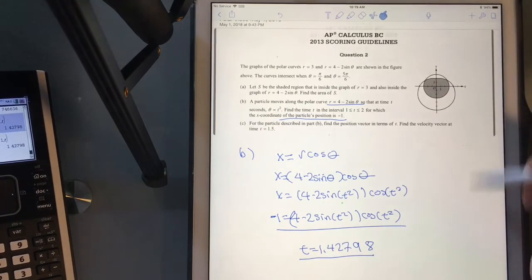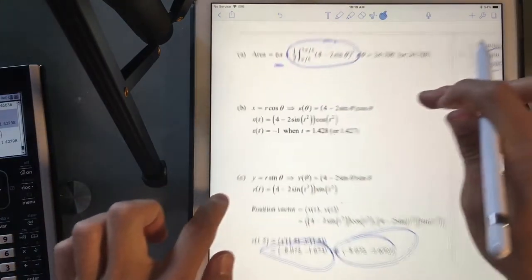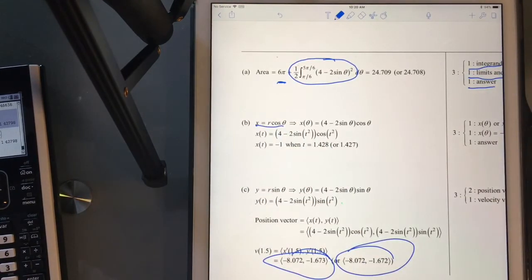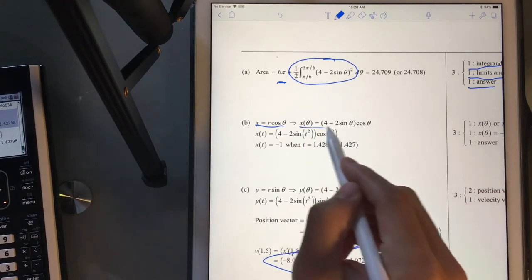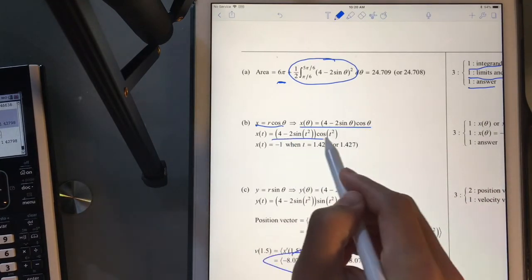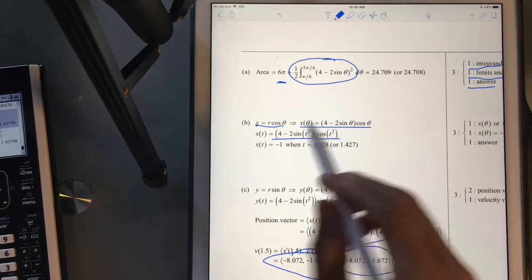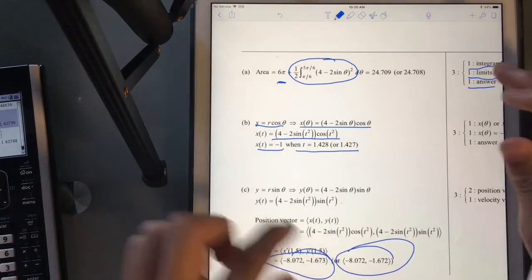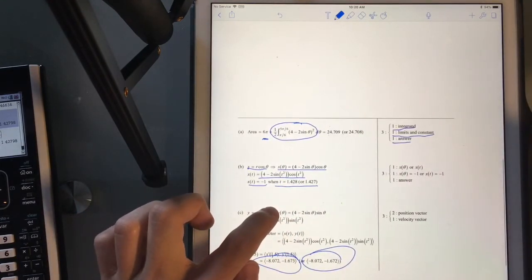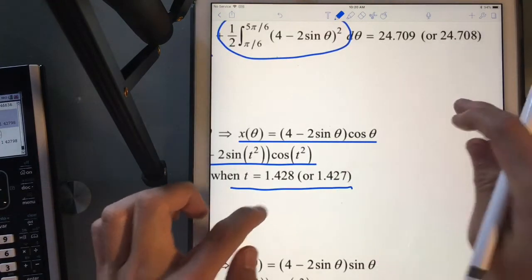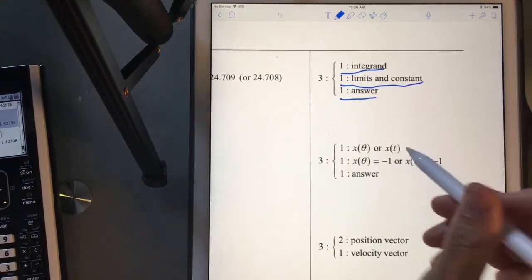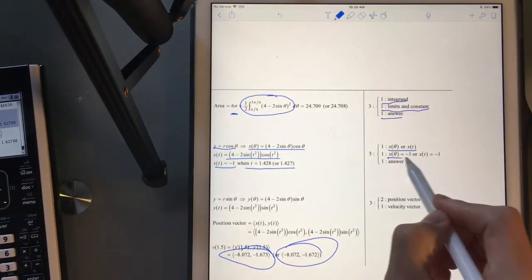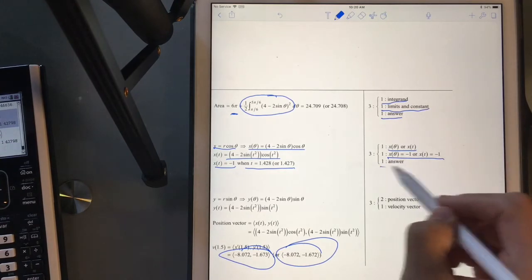Now let's go check the scoring guideline. So they use this, x equals r cosine theta. They set it so that 4 minus 2 sine theta cosine theta equals 4 minus, they plugged it in, the t squared. They also set it equal to -1. So they used their calculator, and they got the same answer as we got, 1.428. Well, they rounded it, we truncated it. Anyways, they gave us 1 point for x of t, another point for setting it equal to -1, and then another point for the answer.